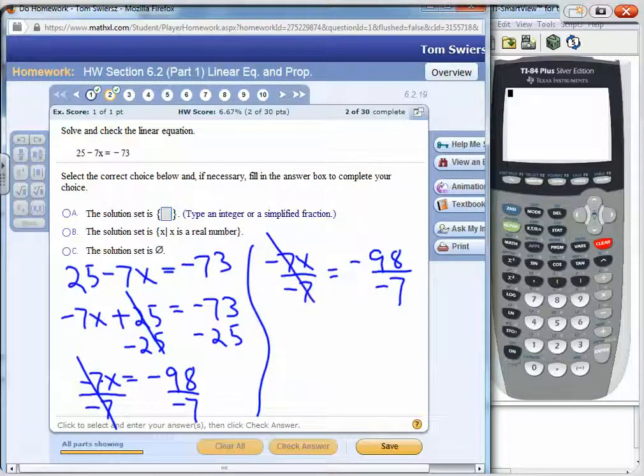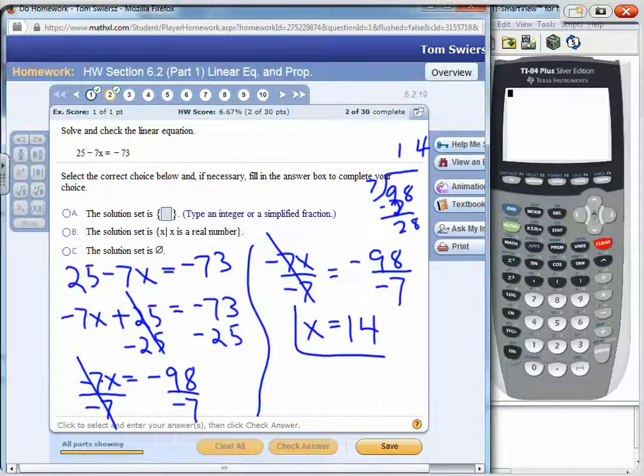Negative 7 divided by negative 7 is a positive 1. 1x is just equal to x. That's what we want. Negative 98 divided by negative 7: 98 divided by 7 goes in there 14 times. And again, a negative divided by a negative is a positive. So x = 14 is our correct answer.